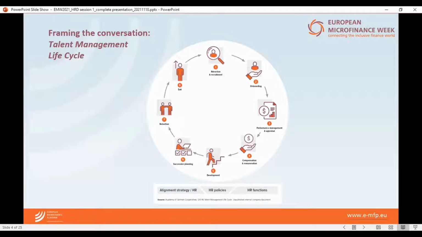So starting from attraction and recruitment, going through onboarding, then performance management, remuneration, of course, development, but also succession planning, retention, hopefully, and at some point, exit from the organization. And moreover, on the bottom of the slide, you can see that this tool also highlights the importance of HR strategies, HR policies, as well as functions, which are actually guiding and supporting talent management on each of the stages. And the purpose always is to achieve business goals as well as social performance indicators.